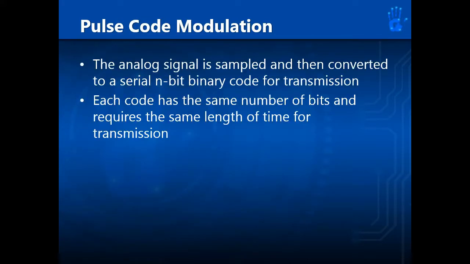Pulse code modulation. The analog signal is sampled and then converted to a serial n-bit binary code for transmission. Each code has the same number of bits and requires the same length of time for transmission.